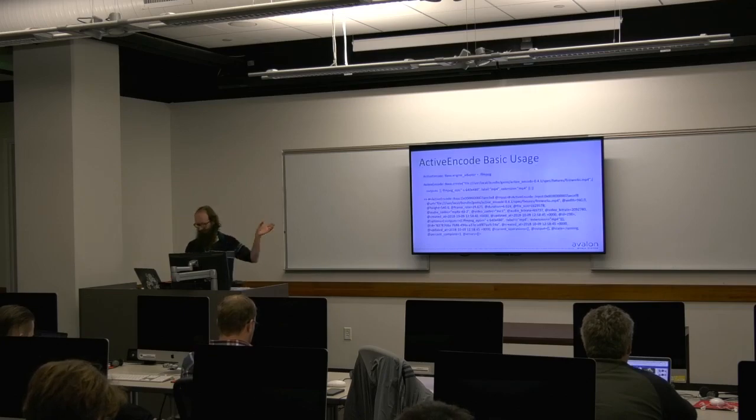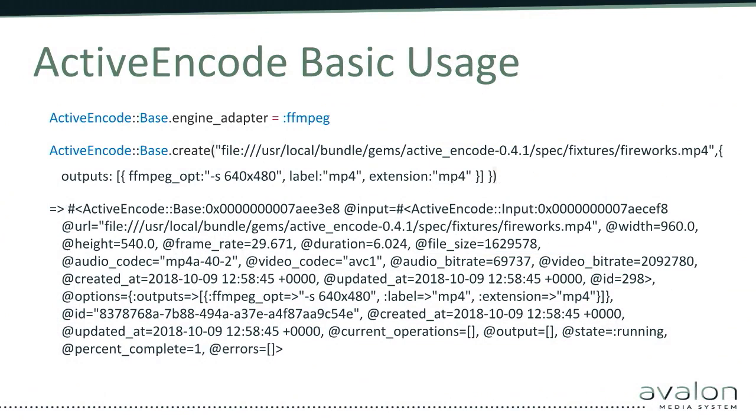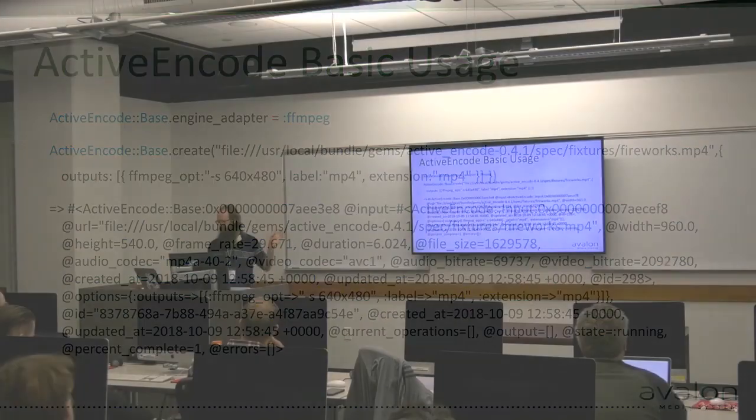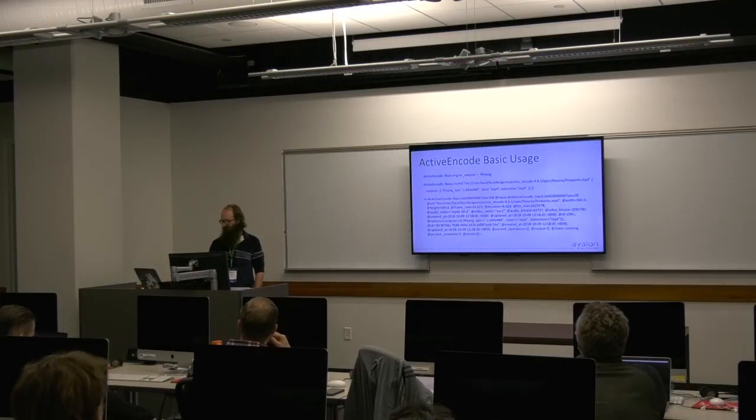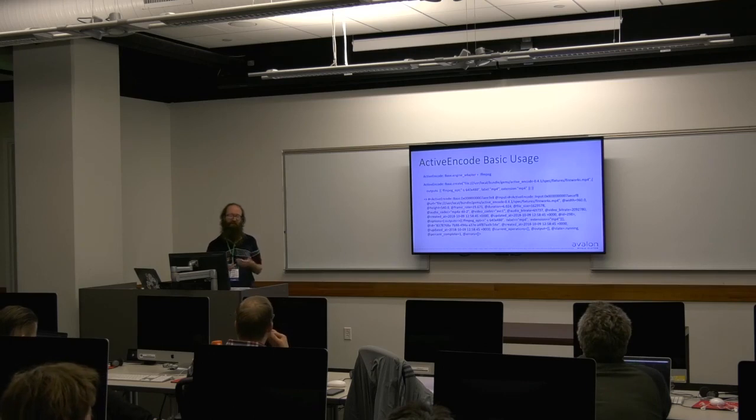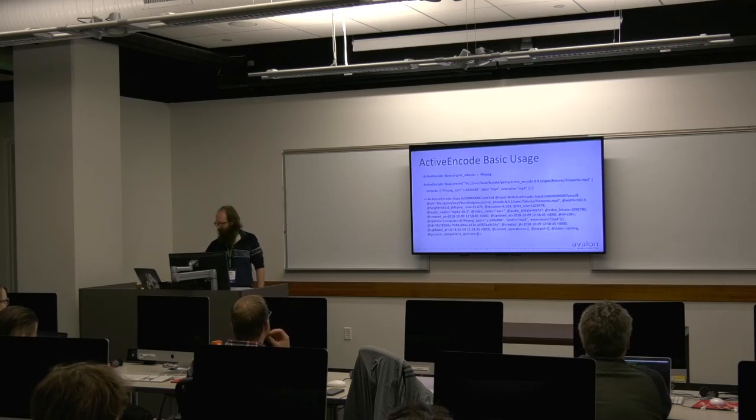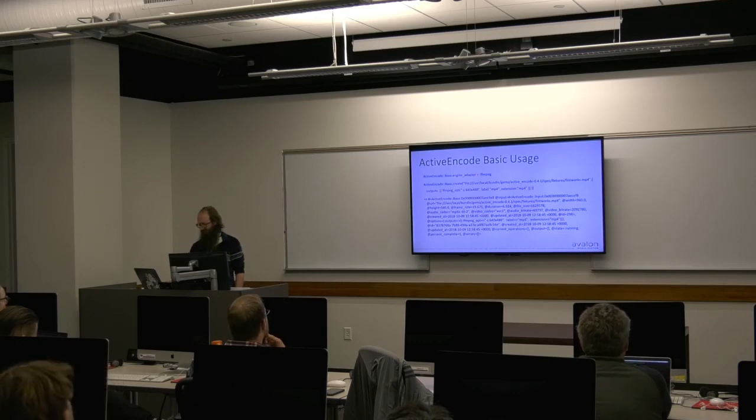Okay, so here's some basics of ActiveEncode, which we'll go into in the workshop some more. You can set an adapter. ActiveEncode base is similar to ActiveJob base. You've got a base class that you can set an adapter on for that class. This is looking at the FFmpeg adapter that we had just recently made. You're passing it a URL. It could be a file URL, it could be a URL from somewhere else. And then some options. And it spits back this giant object, which we'll dig into more.